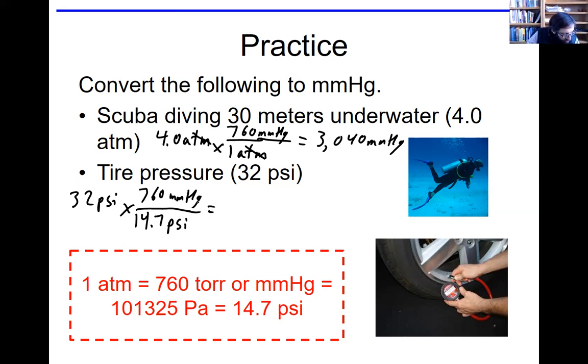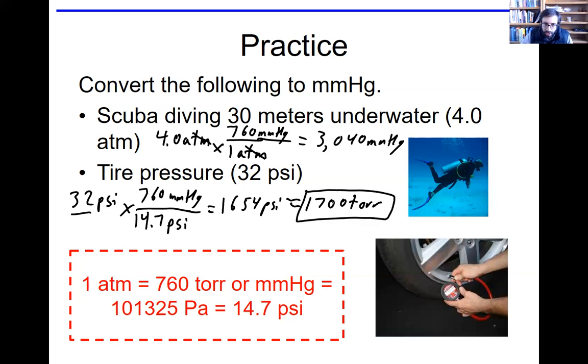And so if we plug that into our calculator, 32 times 760 divided by 14.7, we get, rounding to the nearest whole number, 1,654 torr. If I care about sig figs here, which I probably should, I have 2 sig figs in 32, so I should round that to 2 sig figs. So that would be actually 1,700 torr, and that's sort of just introductory pressure and other aspects of gases for you.